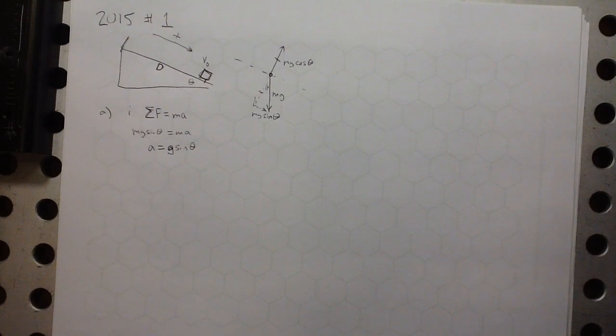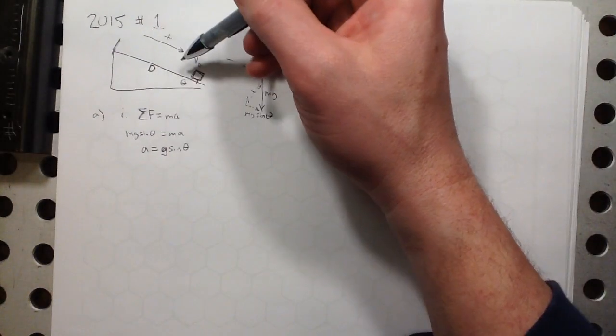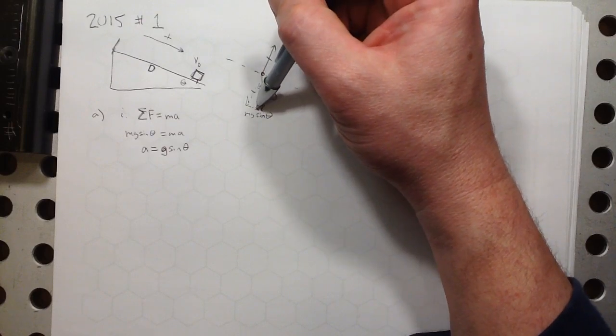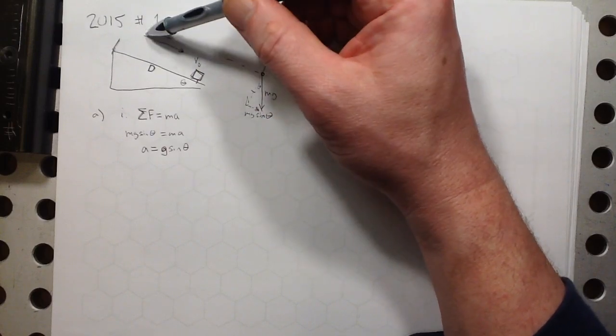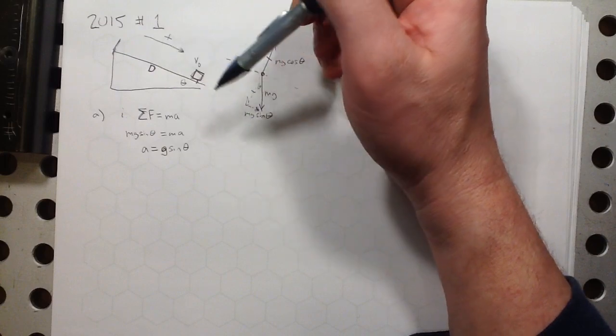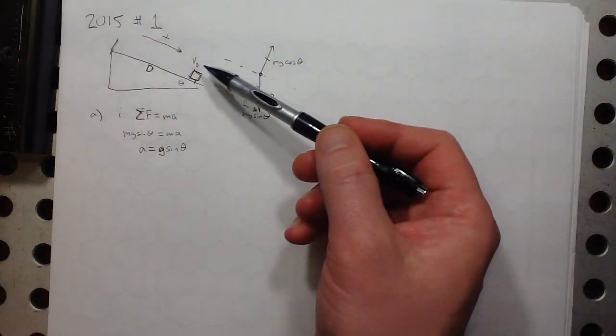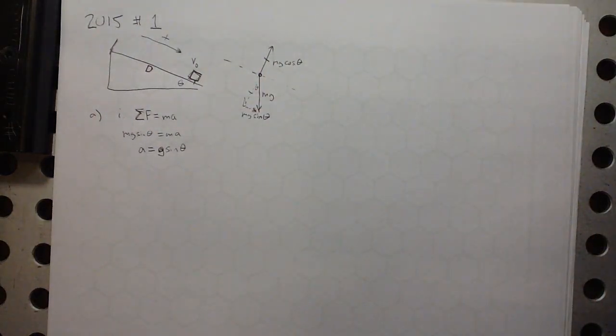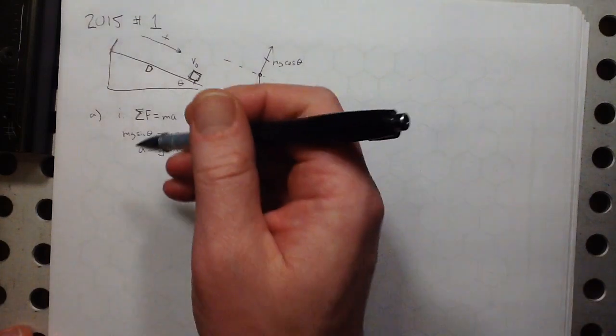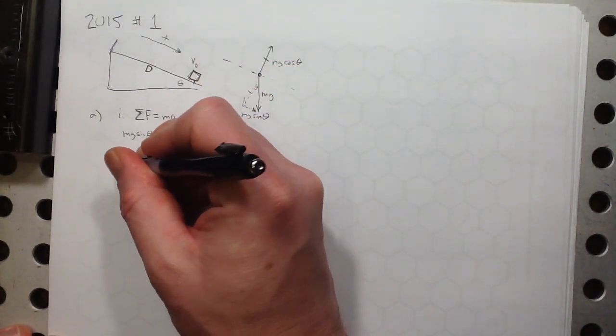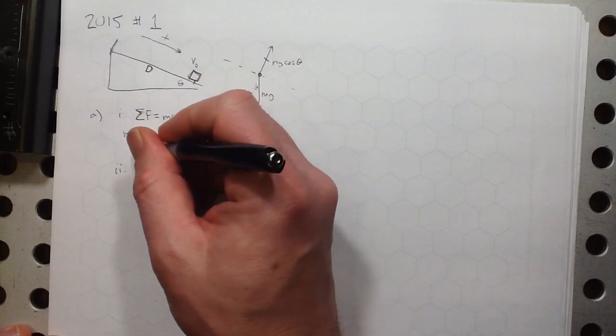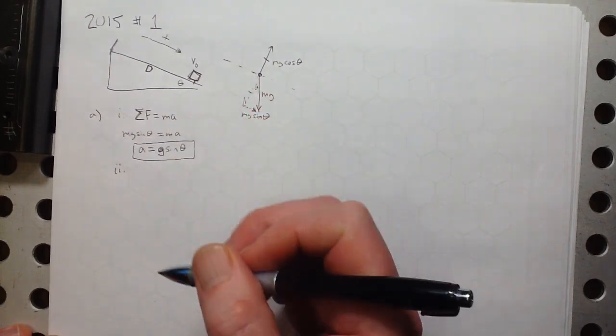It's worth pausing here to make sure that we've got the right sign on this. The direction of the acceleration would be down the ramp here, and down the ramp is the positive direction. So that initial velocity is up the ramp, that initial velocity is negative. So be careful about that, parts coming. So there's our answer for part A1.